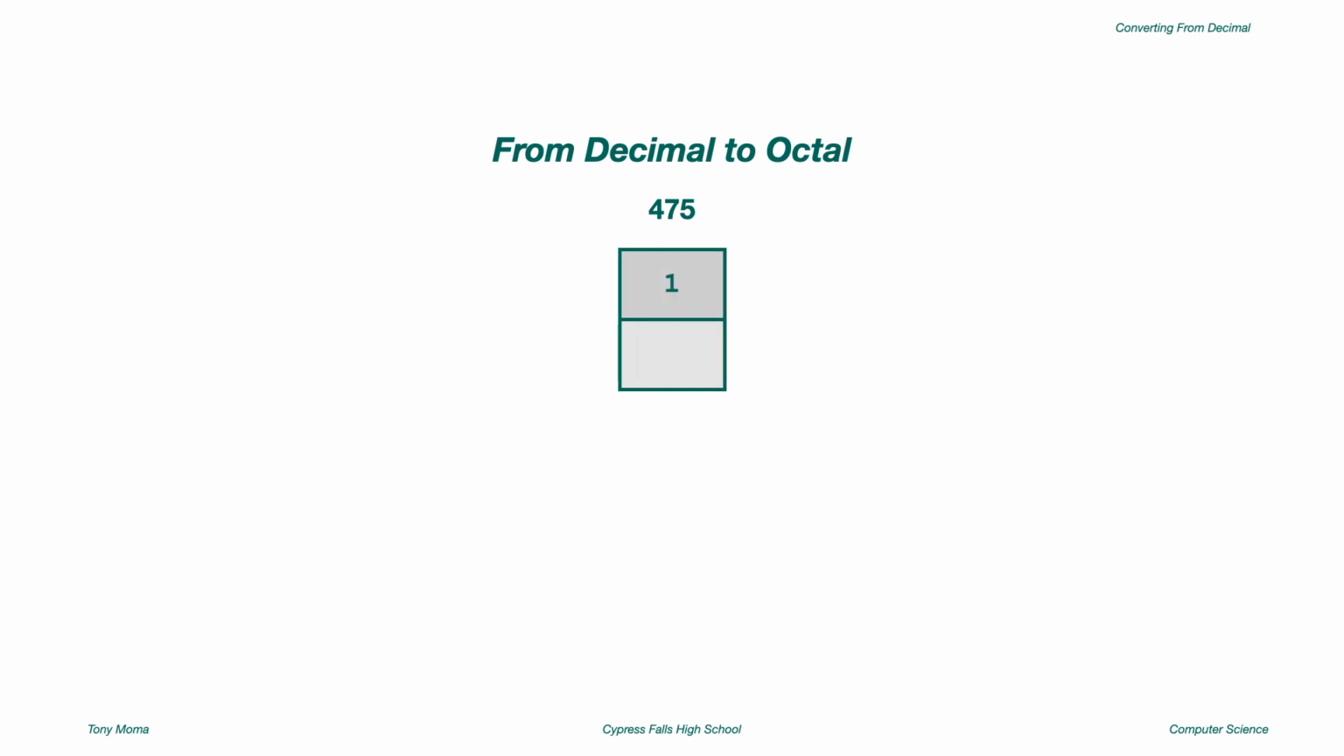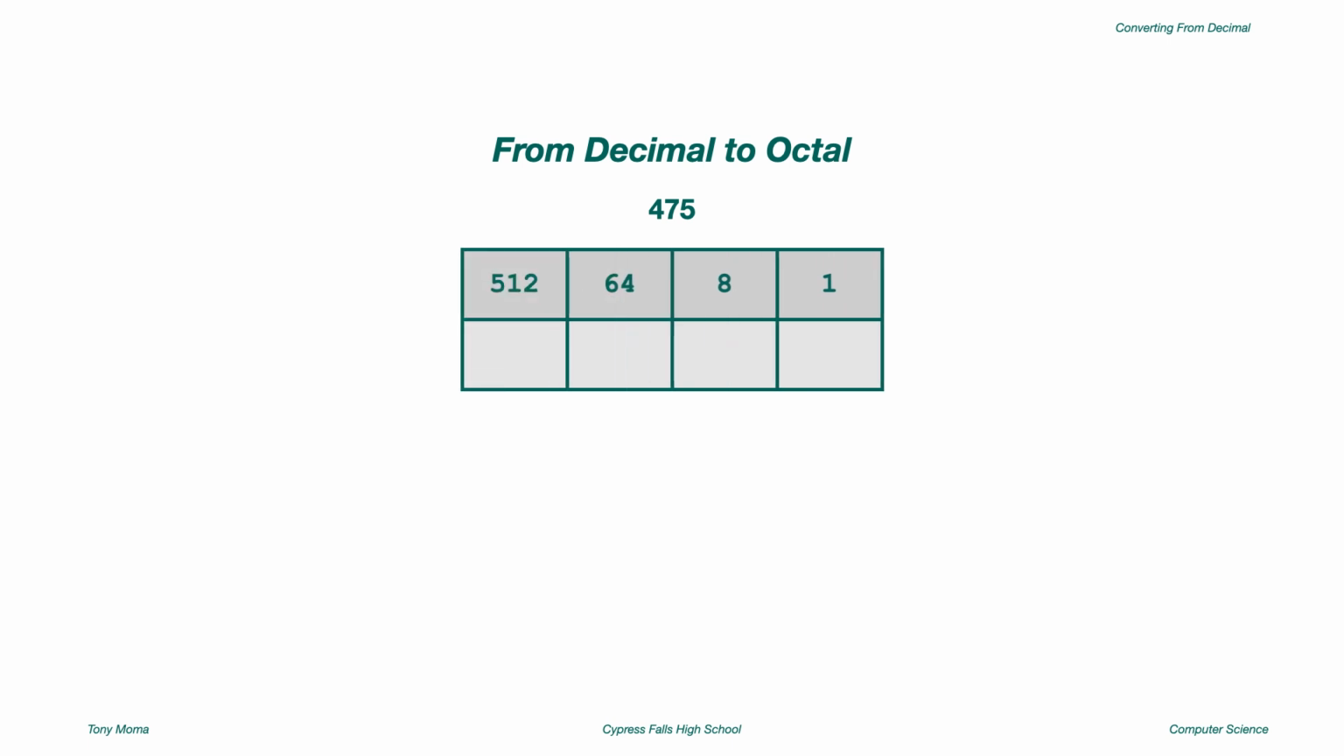That means we're going to start at 1, and then we're going to multiply times 8 every single time until we get a multiple of 8 that's larger than the number we're converting. In this example, that number is 512. Now that we found it, we can cross it out. We're going to start at 64. How many times can 64 fit inside 475?